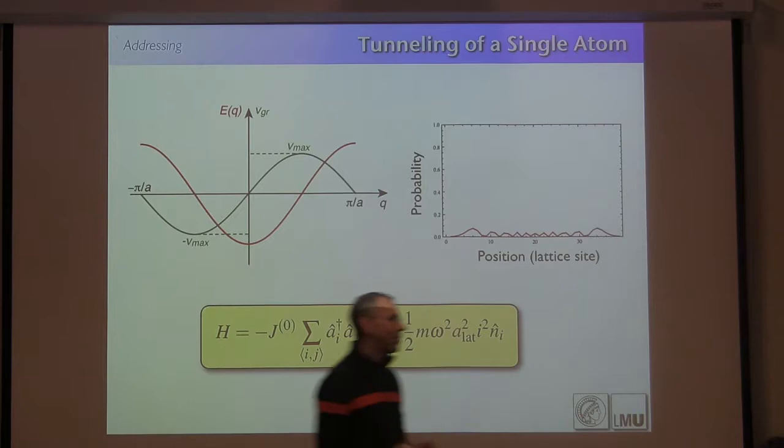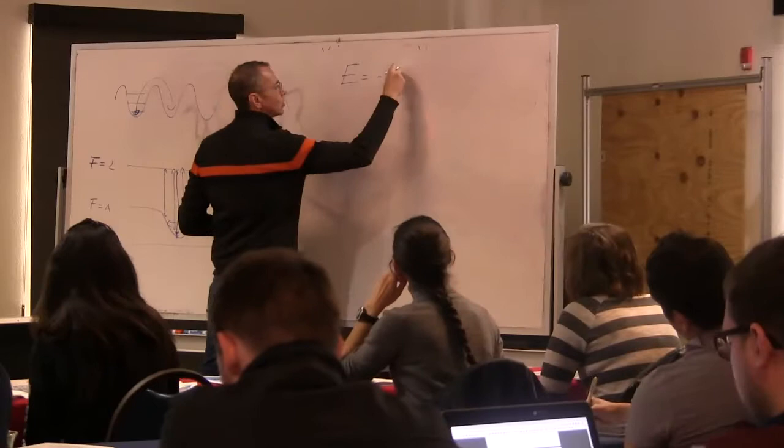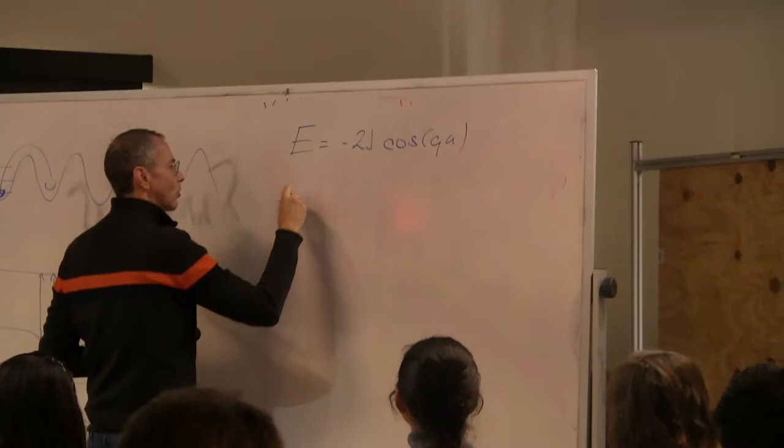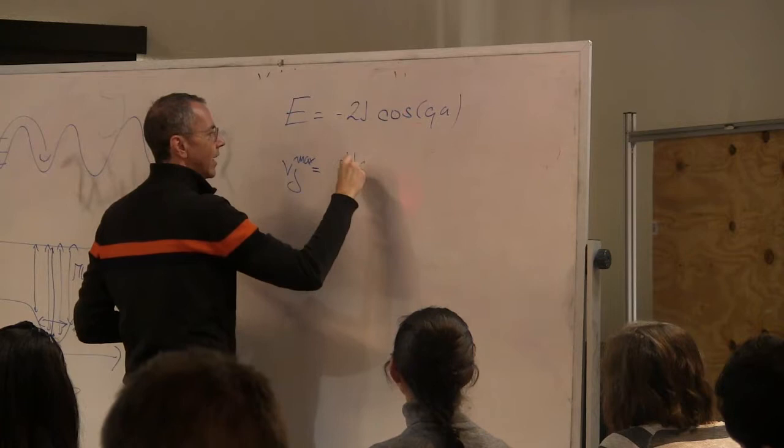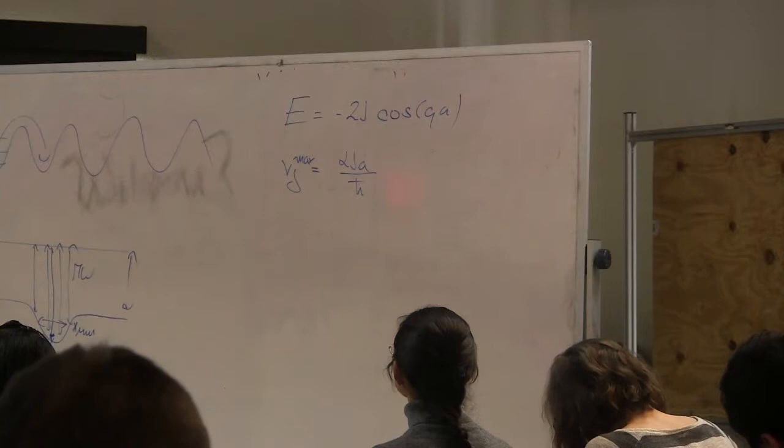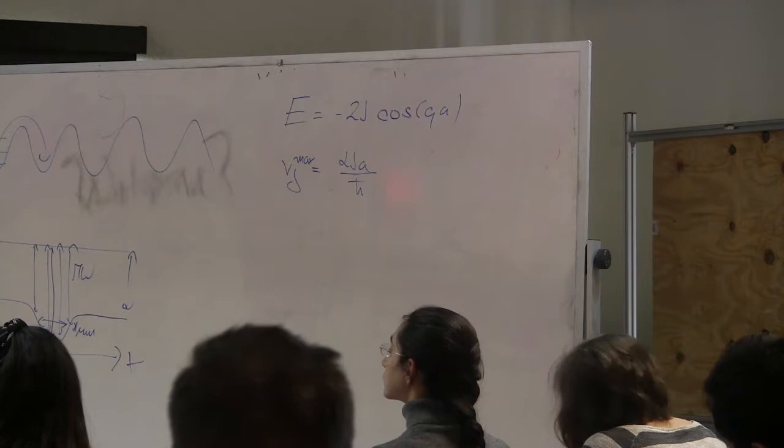Just a moment, I'll come back to that. I just want to remind you again. We have the dispersion relation minus 2J cosine QA for the simple lattice. And that gives us the maximum group velocity, 2JA divided by H bar. So that's the maximum speed you can move with. And that's basically in this lattice, and that determines the propagation speed of this wave front, of this maximum field. Nothing can move faster than that.